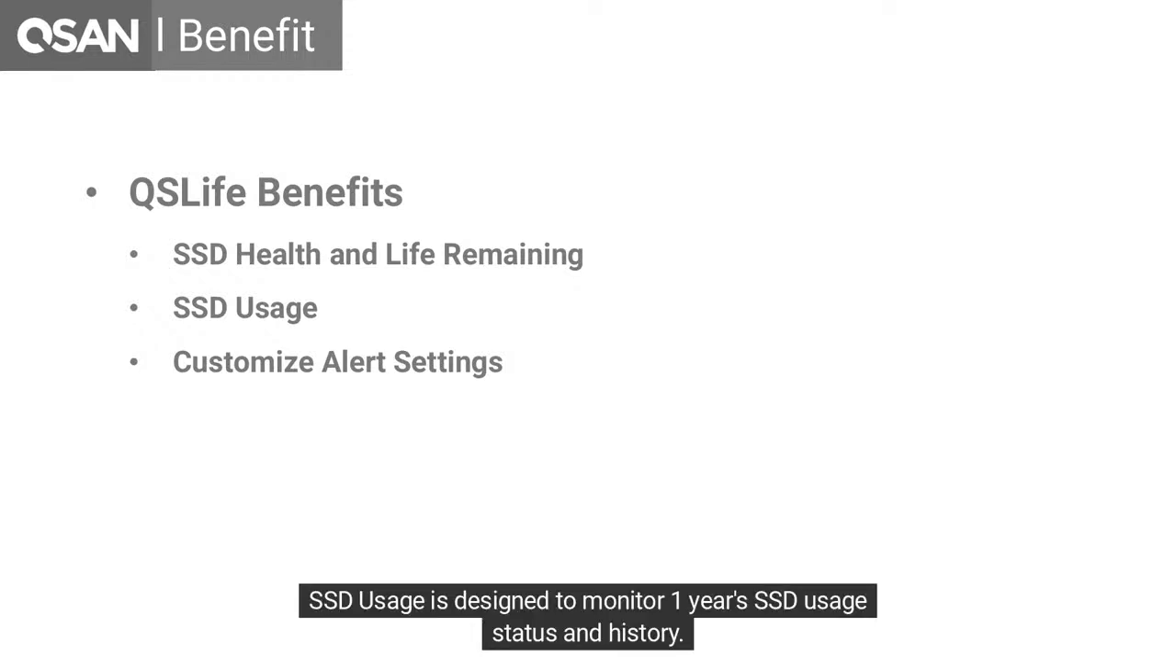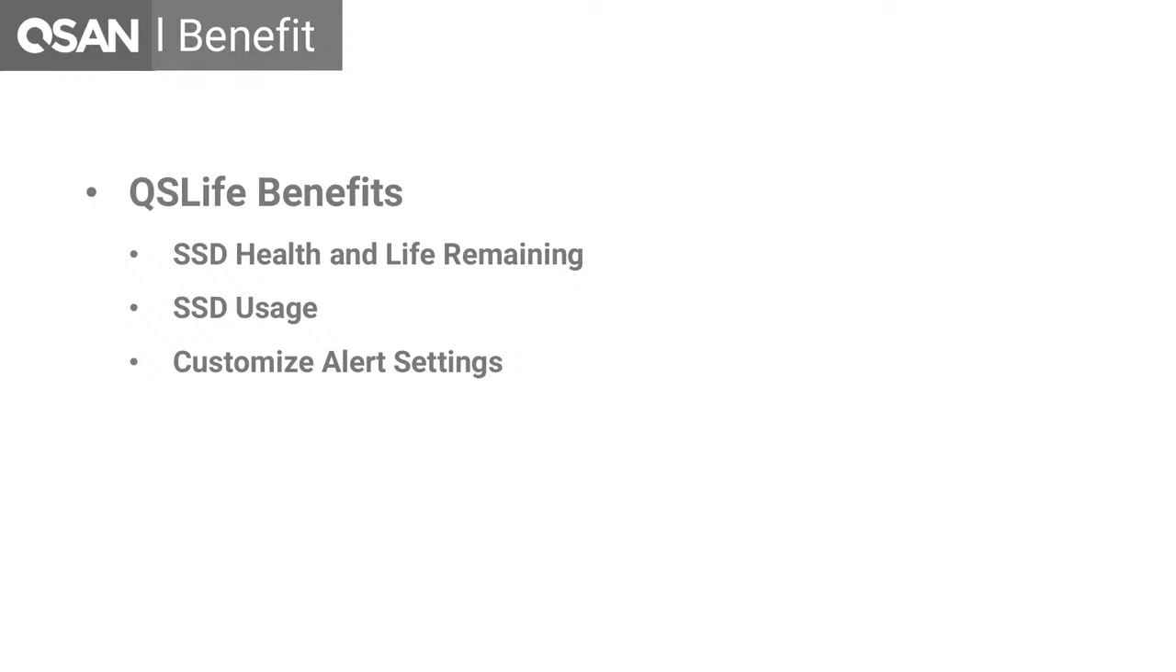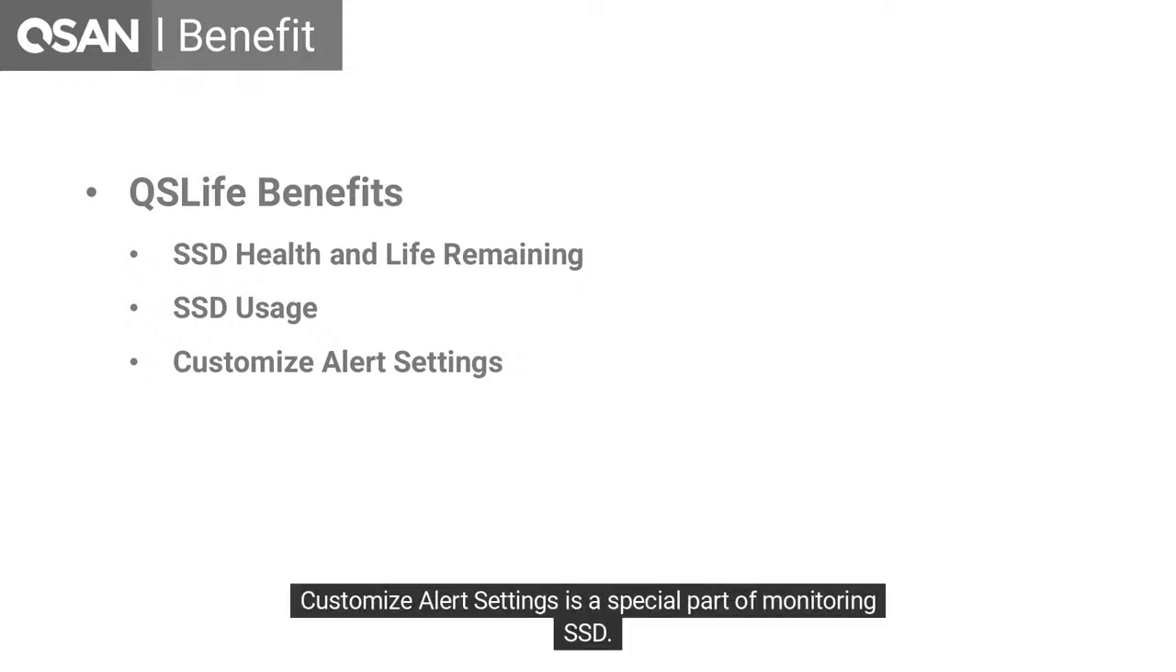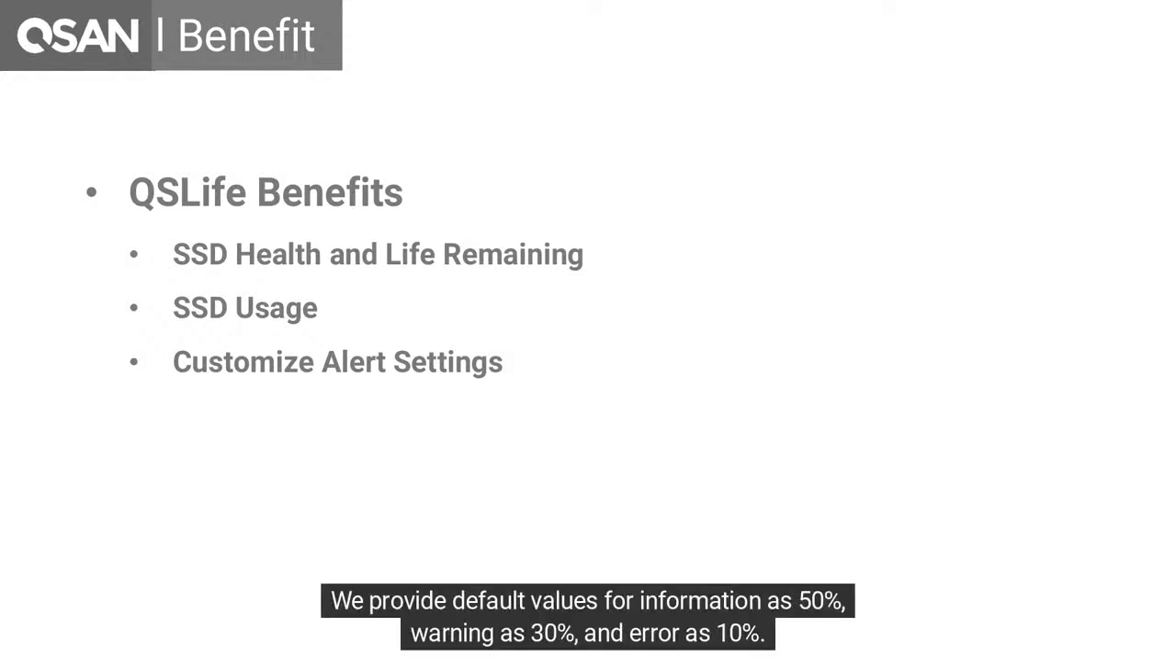2. SSD usage is designed to monitor 1 year's SSD usage status and history. With this information, users can observe and analyze SSD usage, and even debug abnormal read-write I/O occurrences. 3. Customize alert settings as a special part of monitoring SSD. We design 3 stages for alert when the SSD lifespan drops by a certain percentage. We provide default values for information as 50%, warning is 30%, and error is 10%.